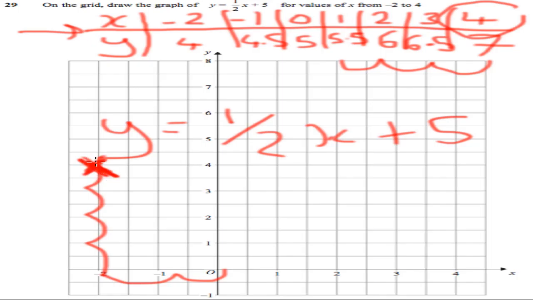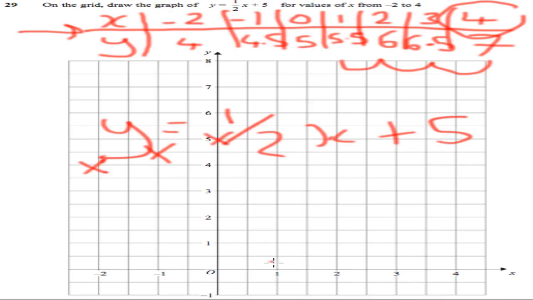So I'm just going to clean up this grid slightly so you'll be able to see it better. So now that's cleared up, x is -2, y is 4. When x is -1, y is 4.5. So x is -1, y is, where's 4.5? There it is, 4.5. When x is 0, y is 5. So x is 0, y is 5.